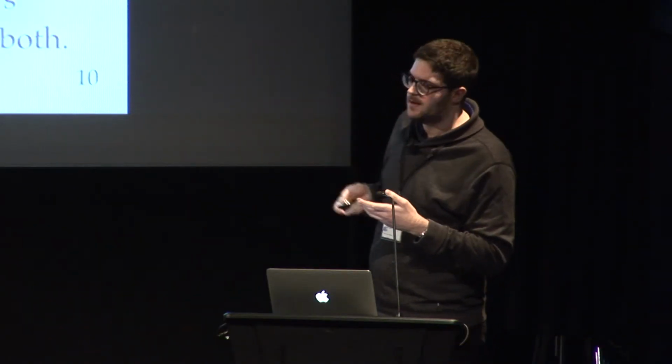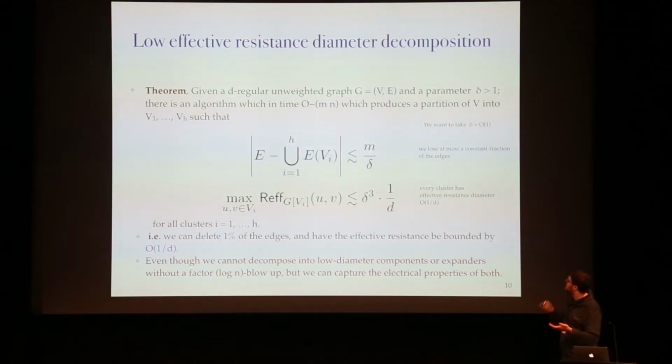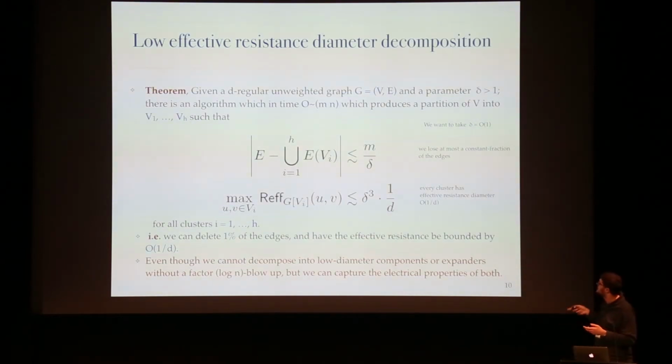Okay, so what we show is that we can decompose into low effective resistance diameter partitions. If you give me a d-regular unweighted graph and some parameter delta larger than 1, I can cut a 1 over delta fraction of the edges and get that the effective resistance of every cluster is at most delta cubed over d. The interesting regime for me is where delta is some constant, say 100. So I'm cutting less than 1% of the edges, and getting that effective resistance diameter is order 1 over d. So again, this is asymptotically optimal.